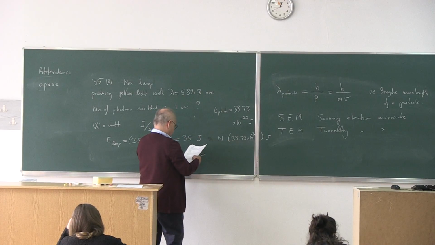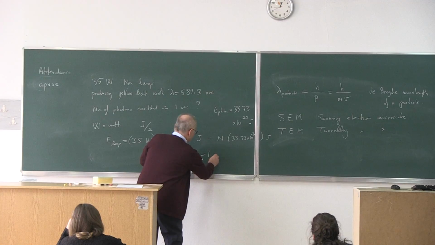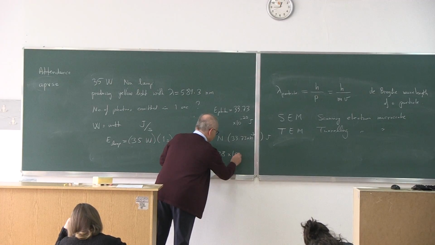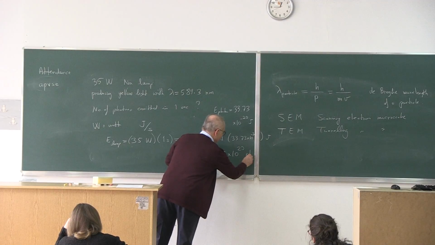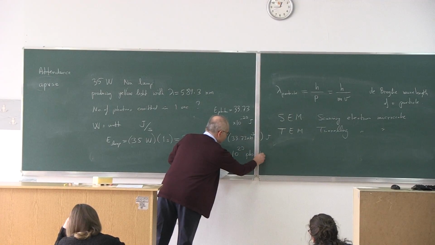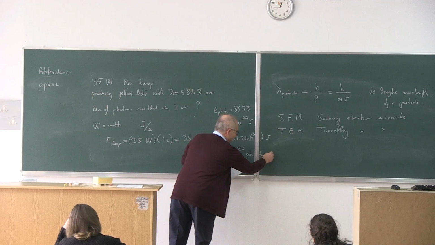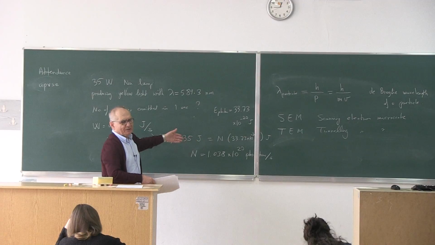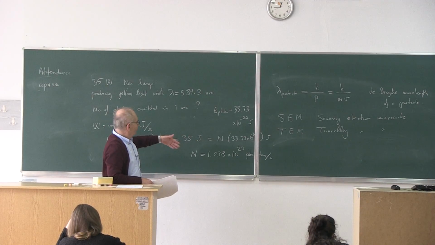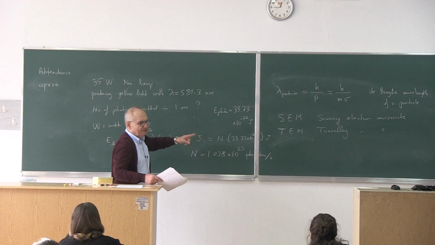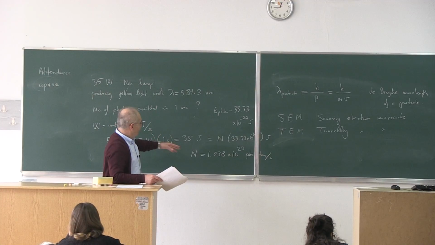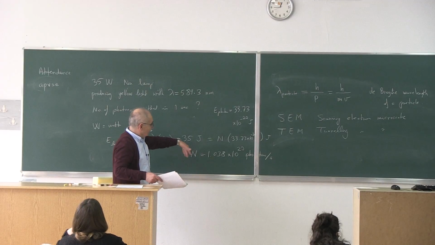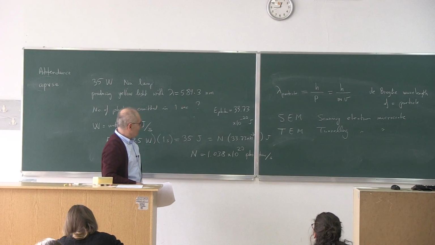gives us 1.038 times 10 to the 20 photons. The unit should be photons per second, because we have calculated how many photons are present in the energy which is emitted in just 1 second. If the time were longer, then more photons would have been emitted.